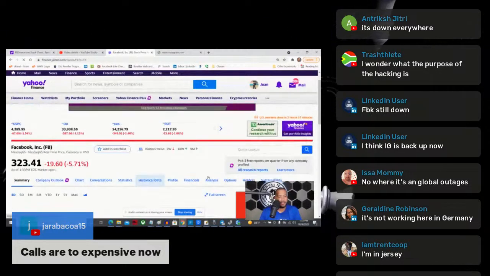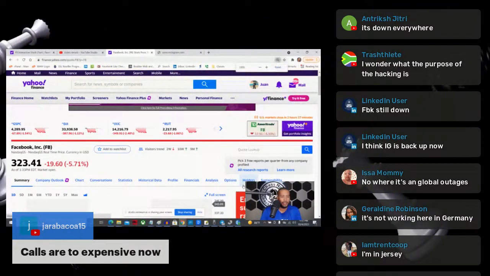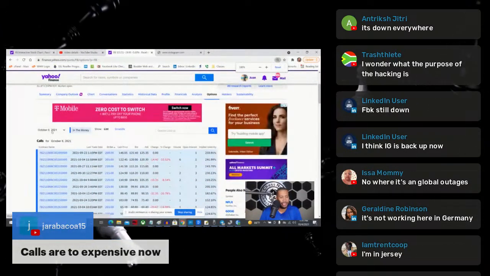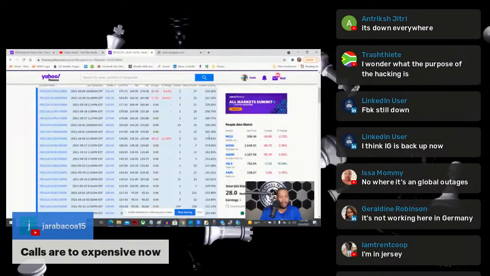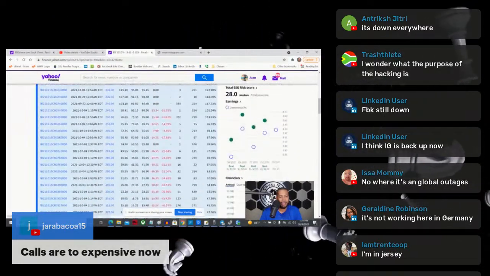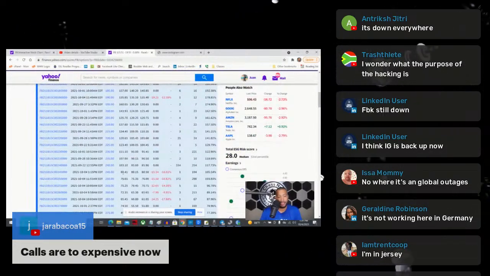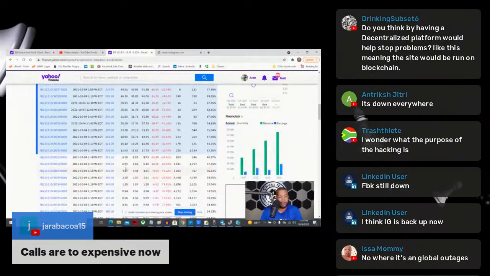Somebody said the options are too expensive. Let's see if they see what they're talking about. So let's say we're going to buy one for next Friday. The implied volatility, it's not that bad, really. No, it's not too expensive. I mean, they're too expensive because it's $75, $80 each. I mean, that's why it's too expensive.